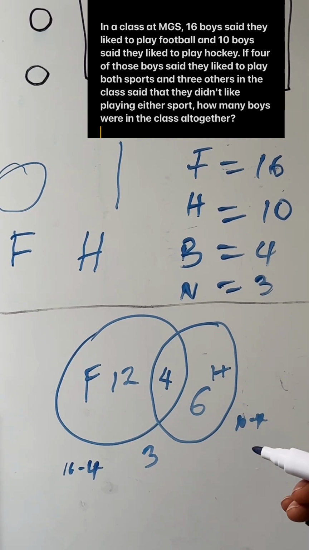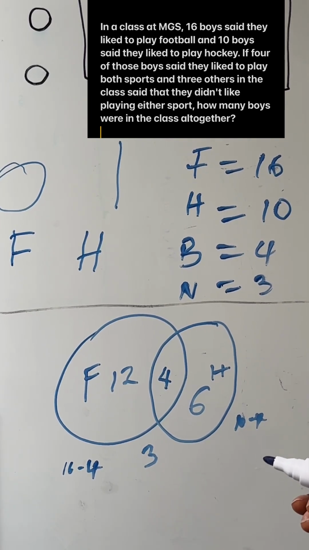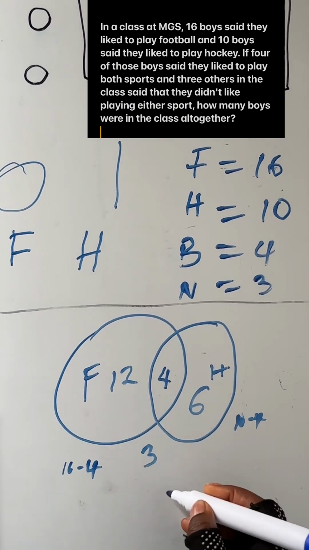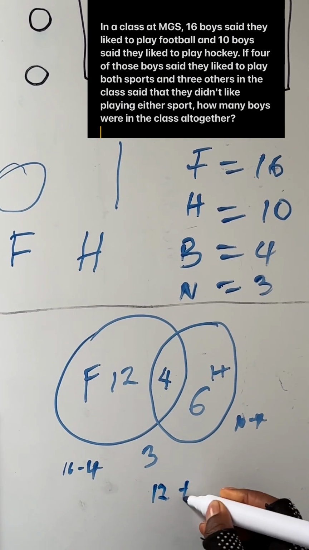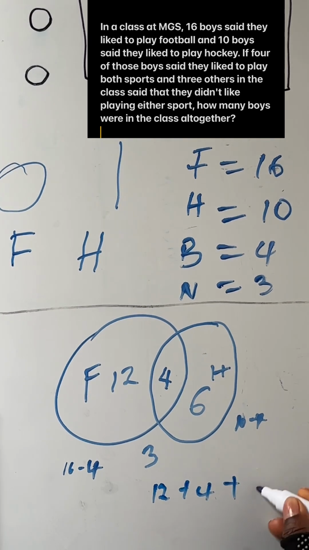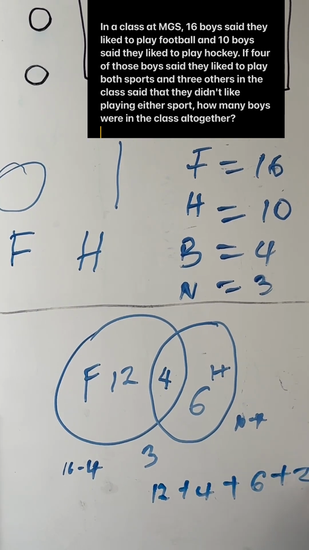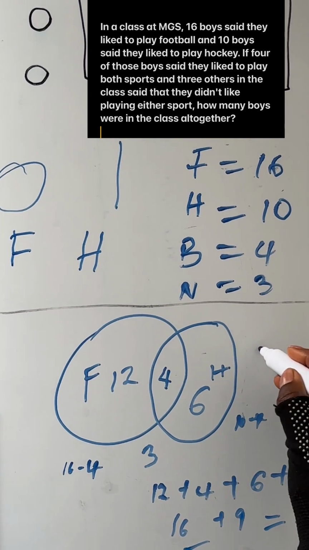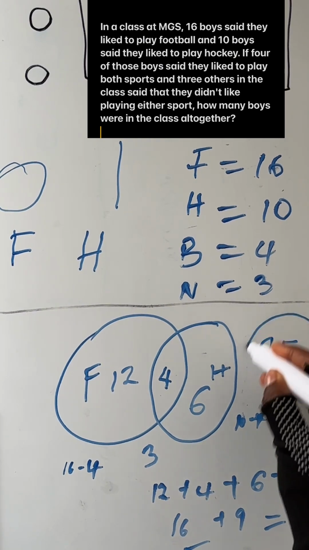So let's see what the total number of boys in the class is. So we have 12 plus 4 plus 6 plus 3, and that gives us 16 plus 9, which is equal to 25. So 25 boys are in the classroom.